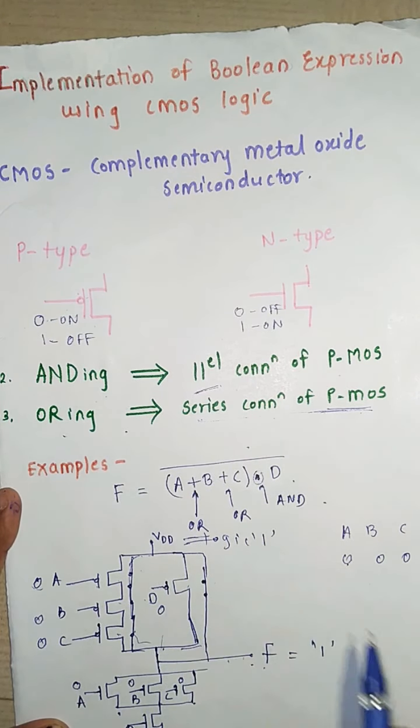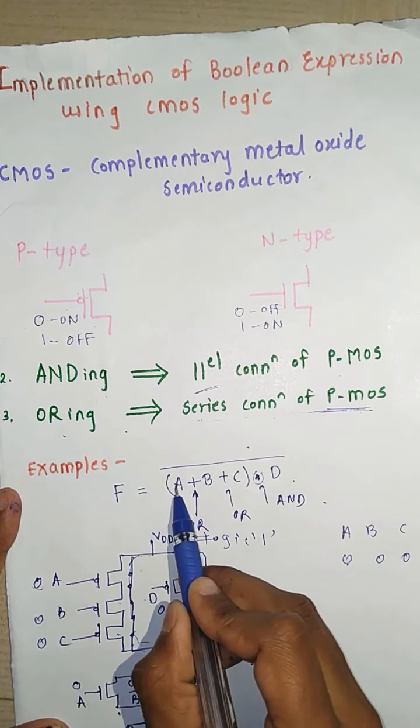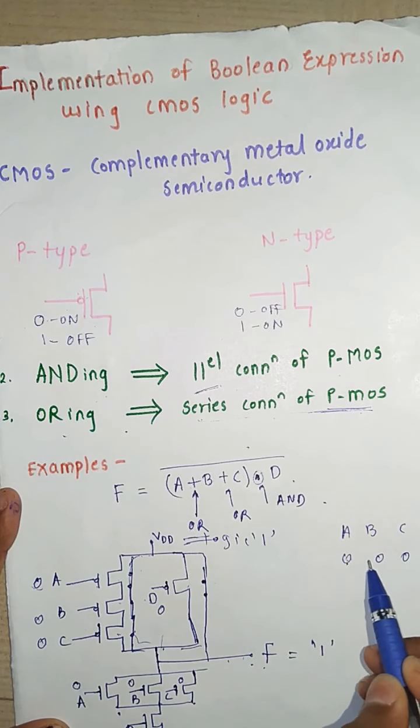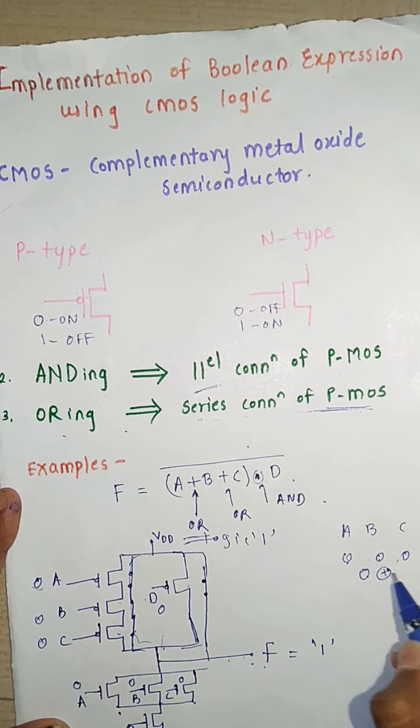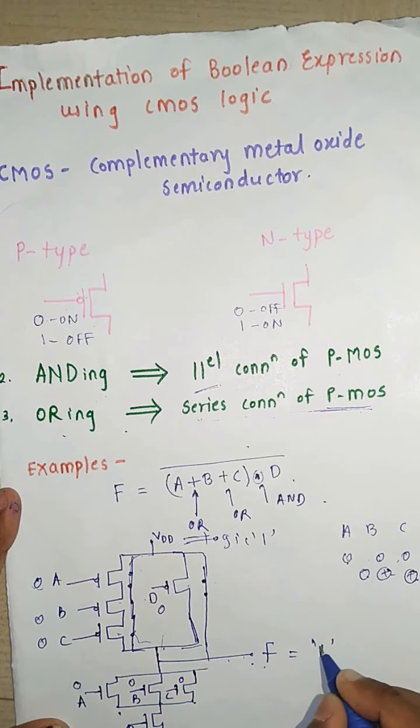Oh, I forgot to check the expression, right. So A and B are 0 and 0. 0 ORing with 0 is 0, 0 ORing with 0 is 0, and the complement of 0 is 1. So we'll get 1 as the output.